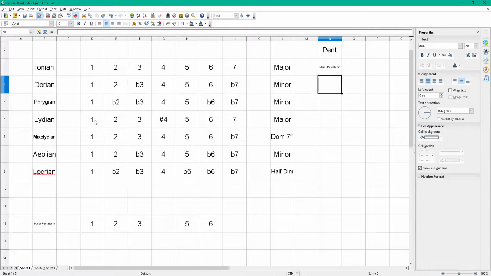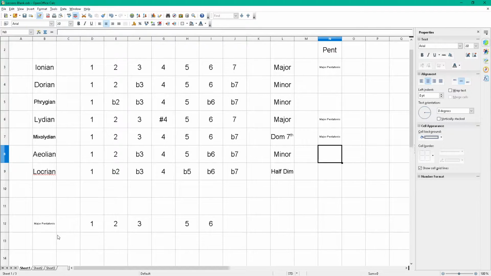I also can apply it, if you look here, 1, 2, 3, 5, and 6. Also over Lydian, I can apply the same major pentatonic without changing a note. And in a way, if you look at Mixolydian, 1, 2, 3, 5, and 6, I can also apply it here.